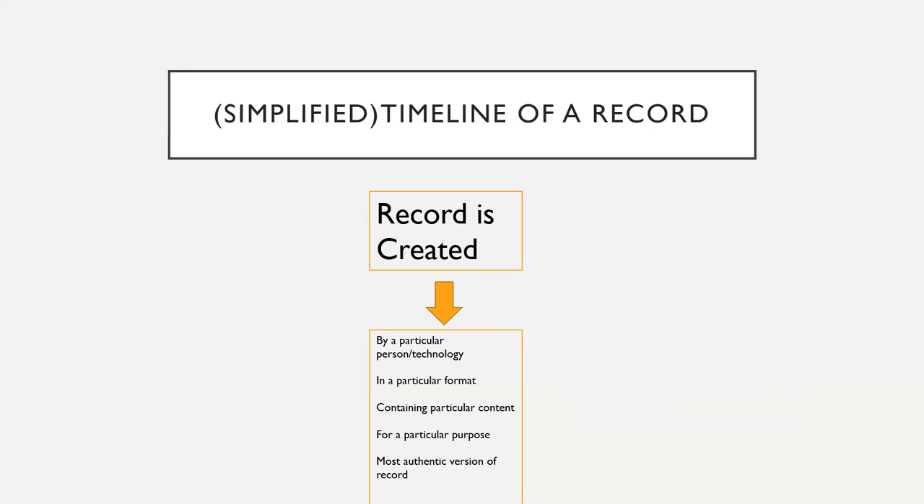So at this stage, when the record is created, it's the most authentic version of the record because it is in the original format. It has content that hasn't changed over time for a variety of reasons. Ideally, there is the most information attached to the record or available for the record to tell people why the record was created and what it was used for. So this is really the sort of the defining authentic moment of a record.